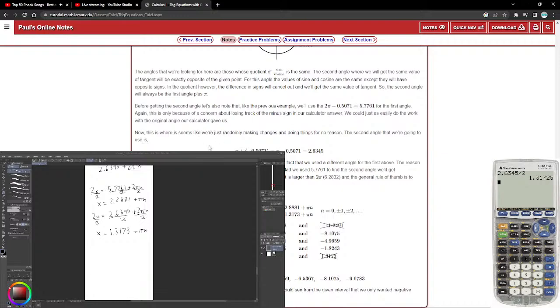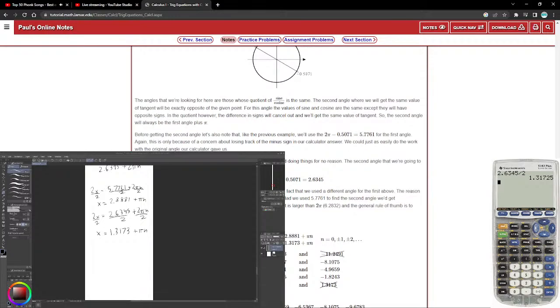Now this is where it seems like we're just randomly making changes and doing things for no reason, really. The second angle that we're going to use is pi plus negative 0.5071, so pi minus 0.5071 equals 2.6345.